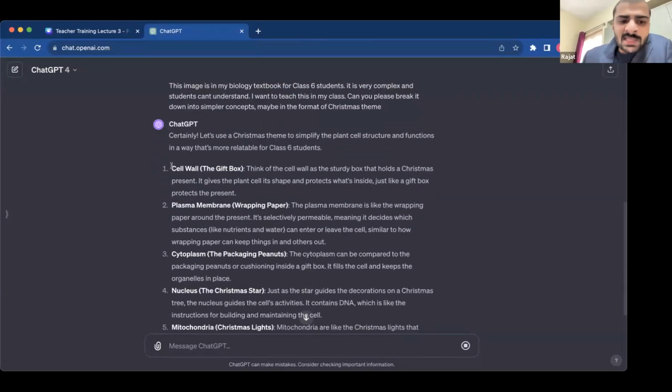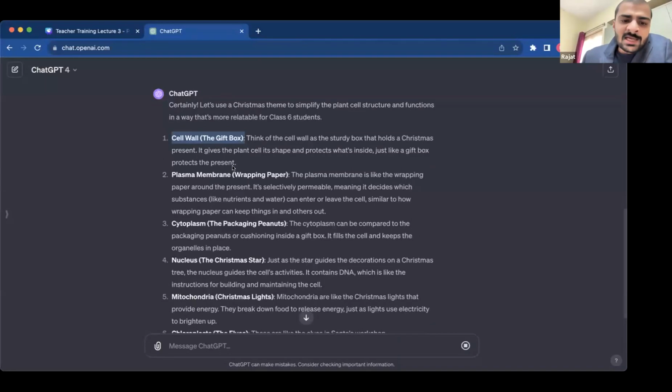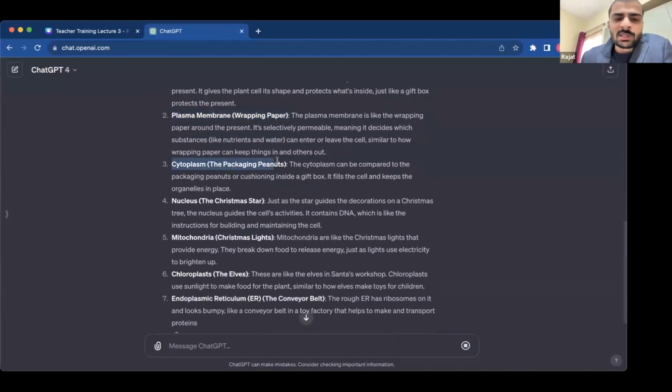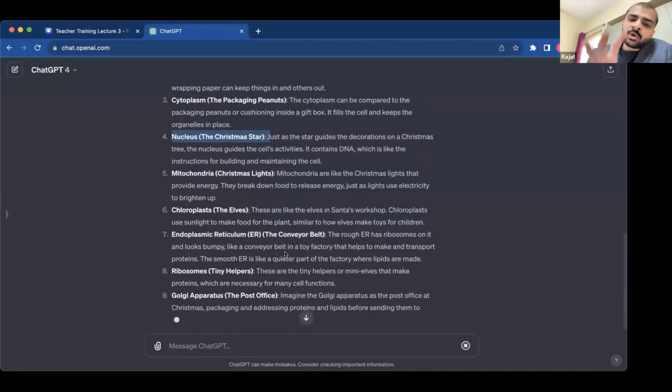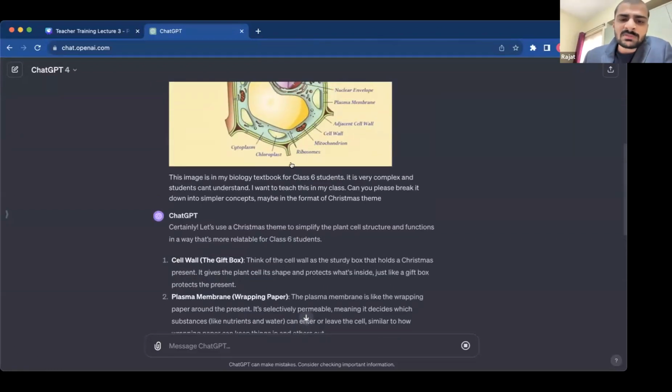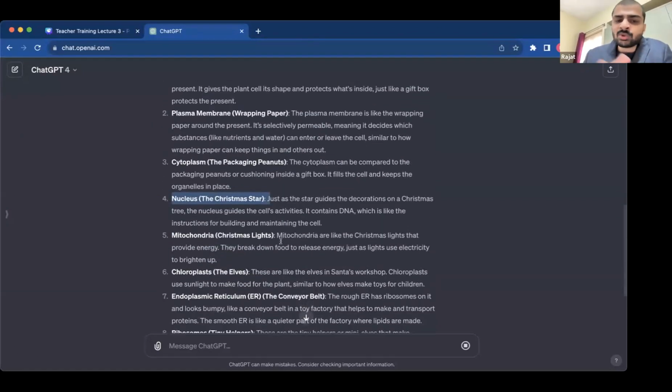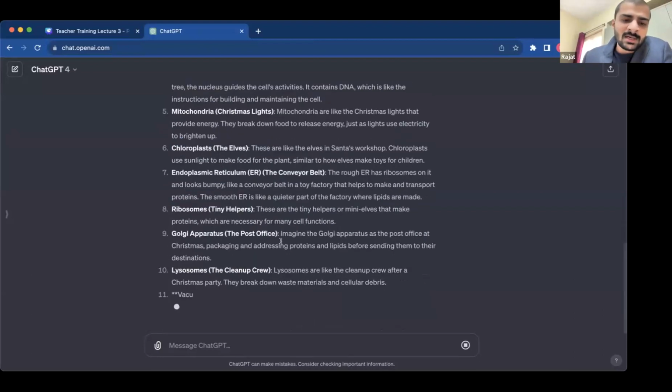Here you can see the cell wall has been called the gift box, the plasma membrane has been called wrapping paper, the cytoplasm has been called the packaging peanuts, the nucleus the Christmas star, etc. Now you can print this, take it to class the next day and explain when this image comes. You can just explain using these particular explanations which ChatGPT has come up with.